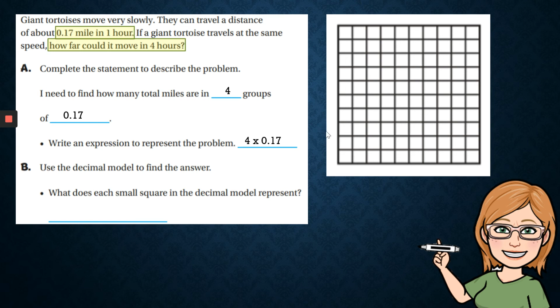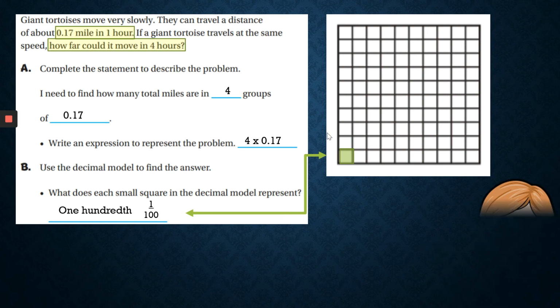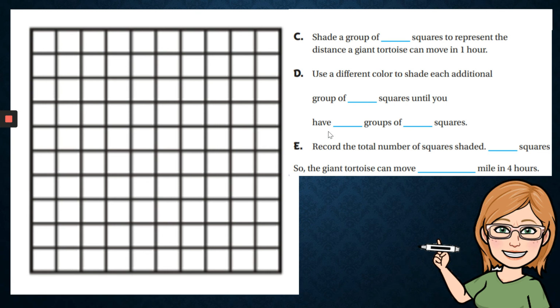What does each small square in the decimal model represent? So just one square. If all of them equal 100, what does 1 out of 100 equal? 1/100th. Okay, so now we're going to shade in the model to represent that question. Shade a group of 17 squares to represent the distance a giant tortoise can move in 1 hour. Okay, so we shaded in 17 boxes.